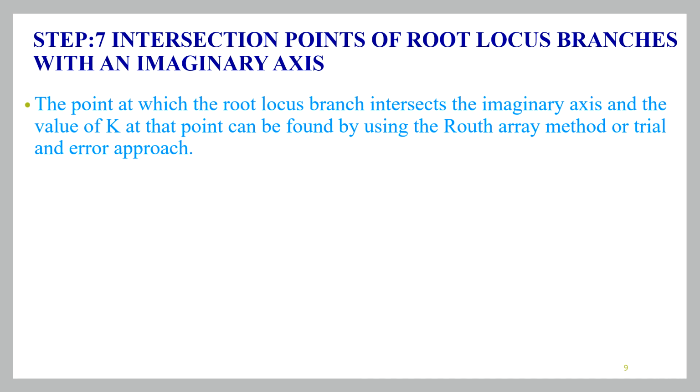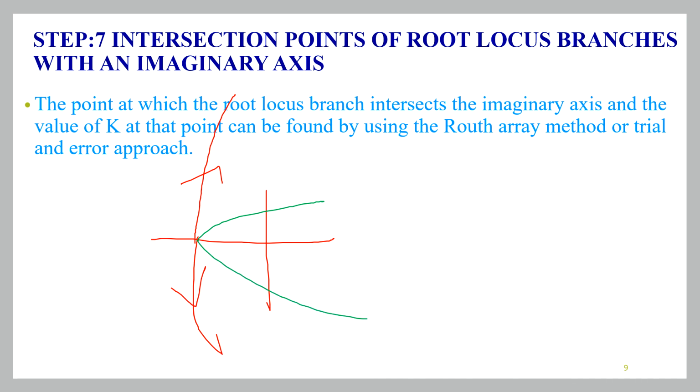The step number 7 is intersection with the imaginary axis. As we know, the branches may approach infinity. For example, let us consider the branch can go to infinity by following this shape from the real axis, or else the branch may go from the point to infinity by following this shape. So whether there is a possibility of intersection with the imaginary axis, we need to find and verify in order to determine the stability of the system. This is also equally important. Is it right? To determine this, you can go with the Routh-Hurwitz method or the trial and error method.